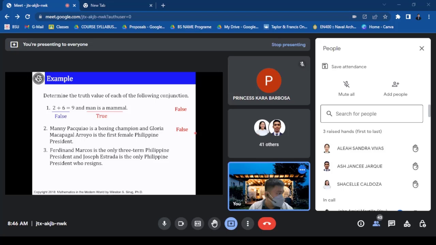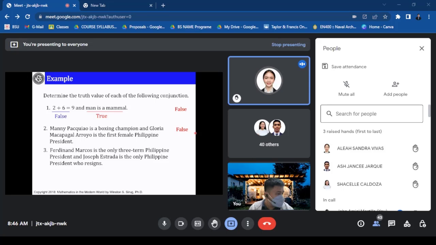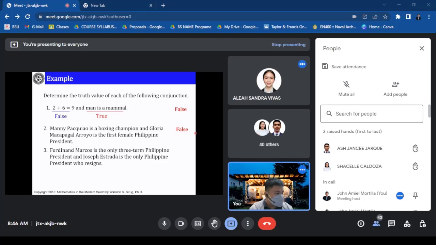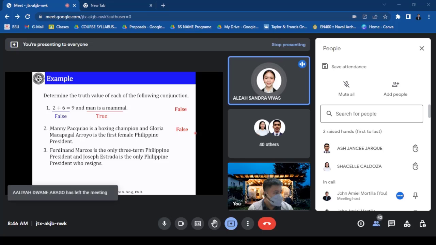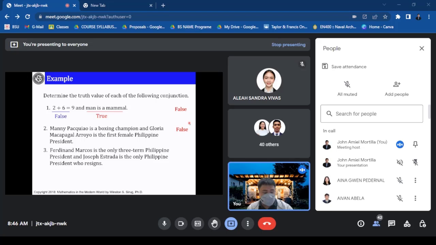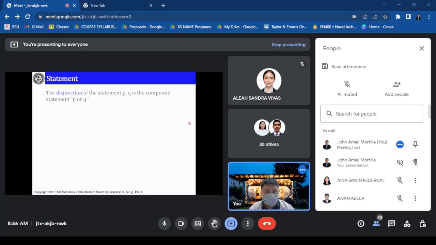Okay, Alea? True po. Okay. Why is it true? Facts po, yung si Ferdinand Marcos is the only 3-term Philippine president. Then, si Joseph Estrada po is the only Philippine president who resigned. Pareho po silang true. Okay. So the statements on number 3 are both true, making our compound statement true.